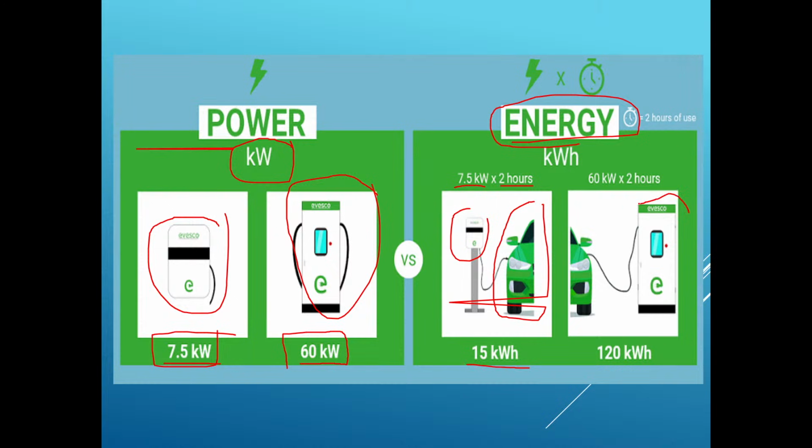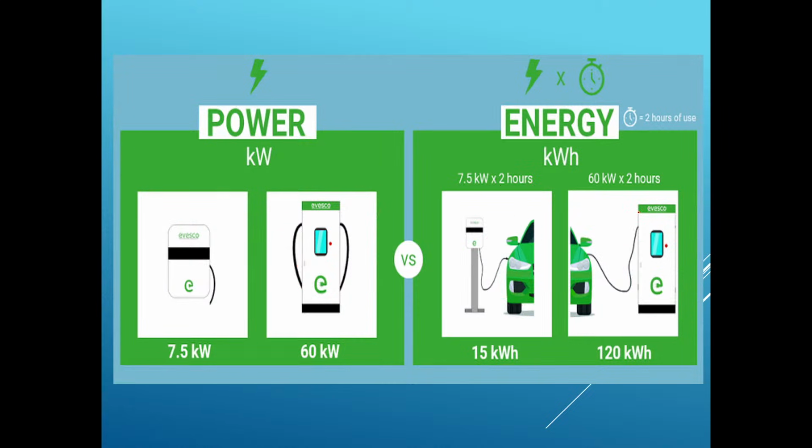Similarly, this electric vehicle charger is charging the car for how much time? The same 2 hours. Its rating is 60 kilowatts. So how much is the energy consumed? 120 kilowatt hour. So power is measured in kilowatts and energy is measured in what? Kilowatt hour.